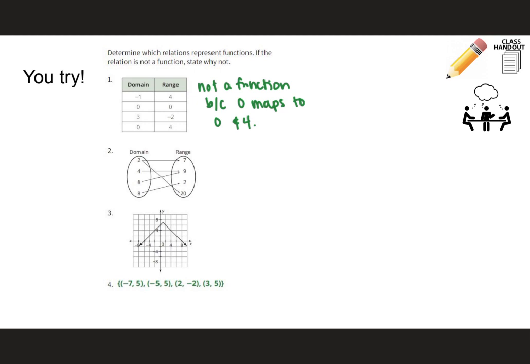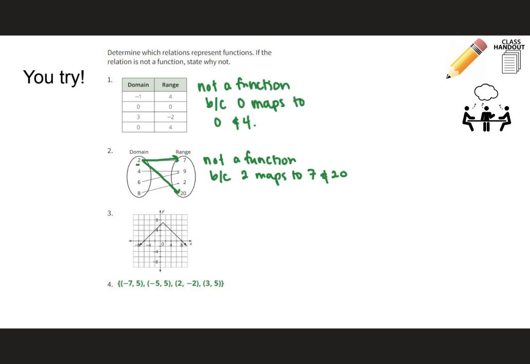Okay, looking at number 2, this is a mapping diagram. So we're going to check that every x value goes to exactly one y value. Right off the bat, looking at my first number in my domain, which is 2, according to this mapping diagram, 2 goes to 7, but 2 also goes to 20. So right away, I know that this is not a function because 2 maps to 7 and 20. And remember, in a function, every x value has one unique y value.